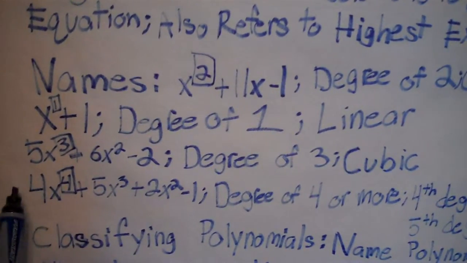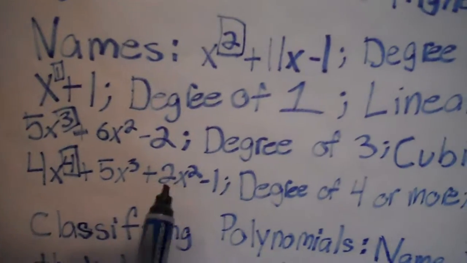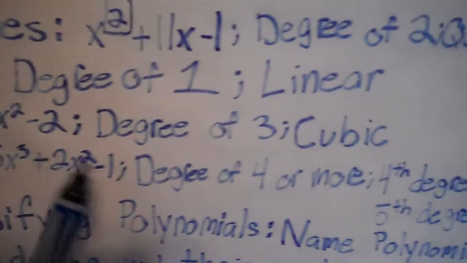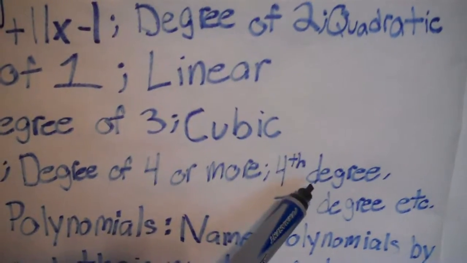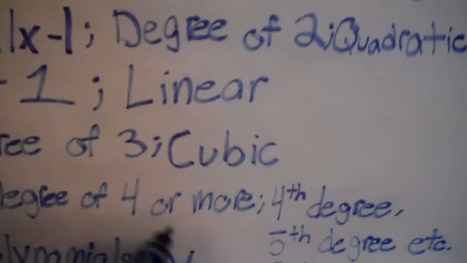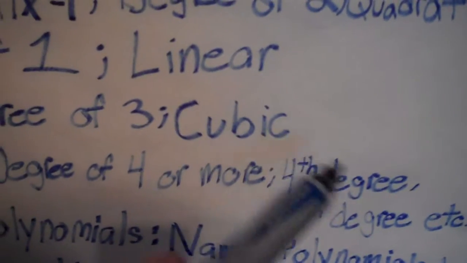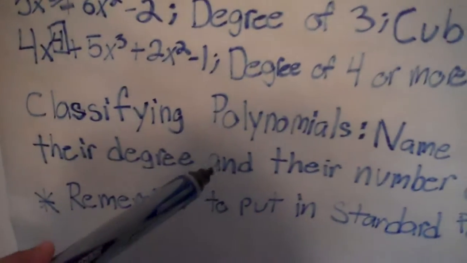Next we have 4x to the fourth power plus 5x cubed plus 2x squared minus 1. Since it has a degree of 4, we call it fourth degree. If there's any more after that, you call it fifth degree, sixth degree, etc.